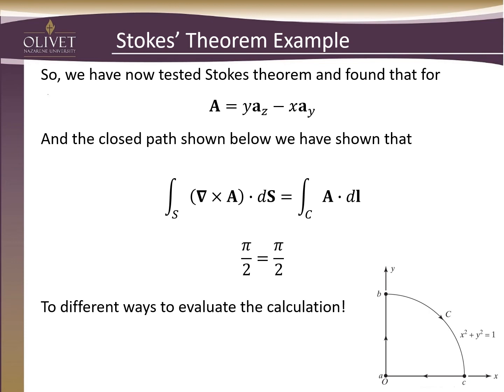So we've now tested Stokes' theorem and found that for this vector and the closed path, and the area inside the closed path, both sides of this integral are equal to pi over 2. So again, it's two different ways to evaluate the same thing. And so you might run across in electromagnetics an equation or an integral that looks like one side or the other. Sometimes it might help to do a transformation using Stokes' theorem to make it easier to evaluate.